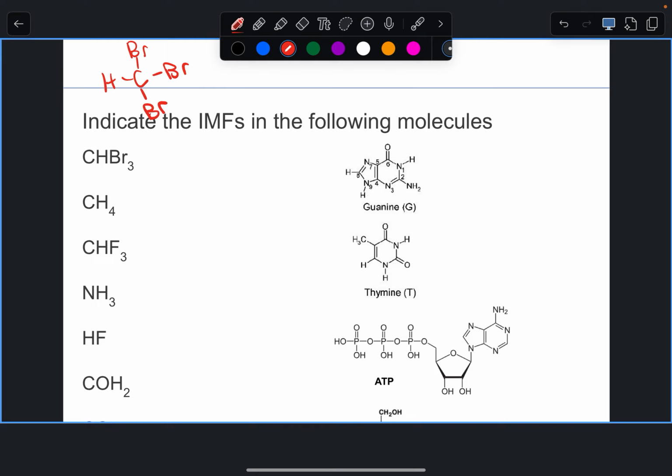Okay, so there's the first one, CHBr3. Tetrahedral, polar bonds, but not such that they're going to cancel out. So if it is polar, then the next question is, do I have hydrogen bonded to nitrogen, oxygen, or fluorine? No. So it's just dipole, dipole.